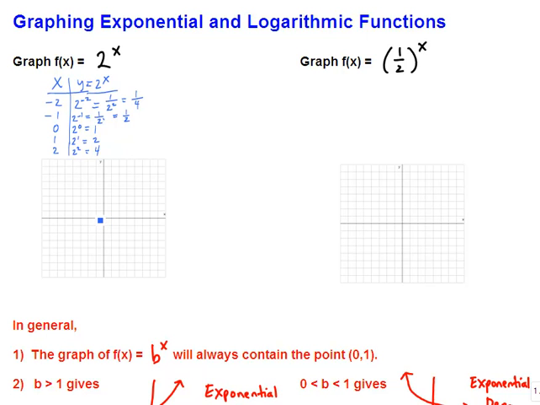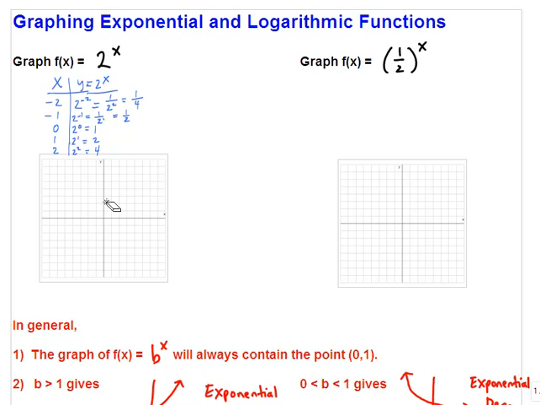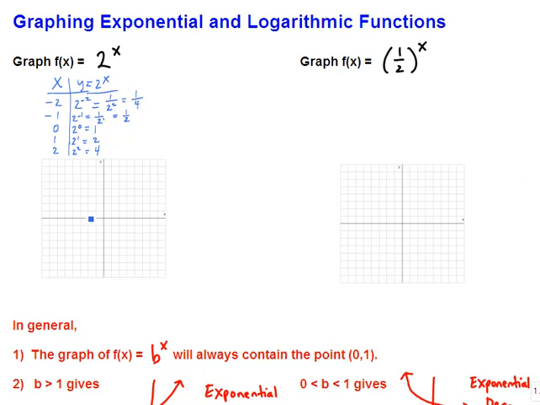-2, 1/4, we're just going to approximate where that would be. It should be over here. -1, 1/2 is just going to be a little bit higher than that. 0, 1 is going to be right on that y-axis, and 1, 2 is going to be right there, and 2, 4 is going to be up here.